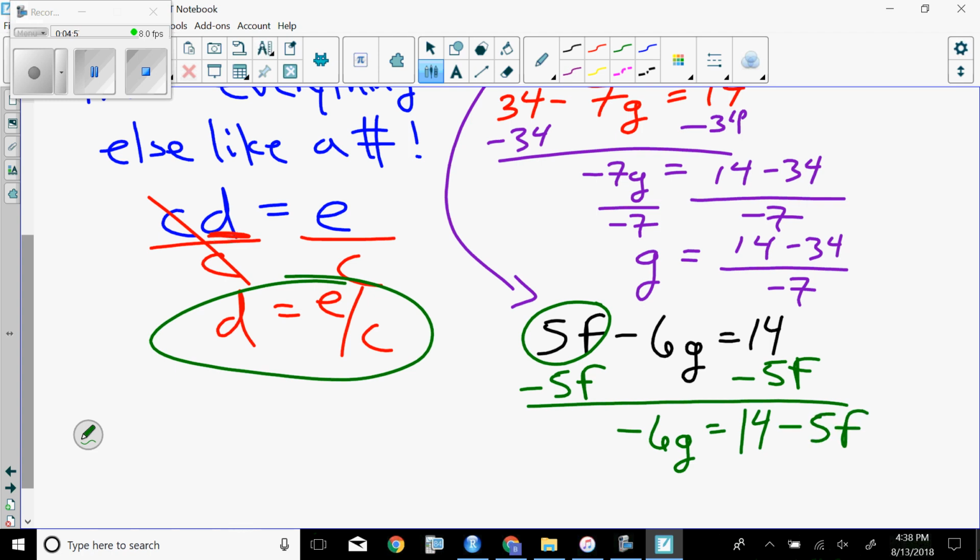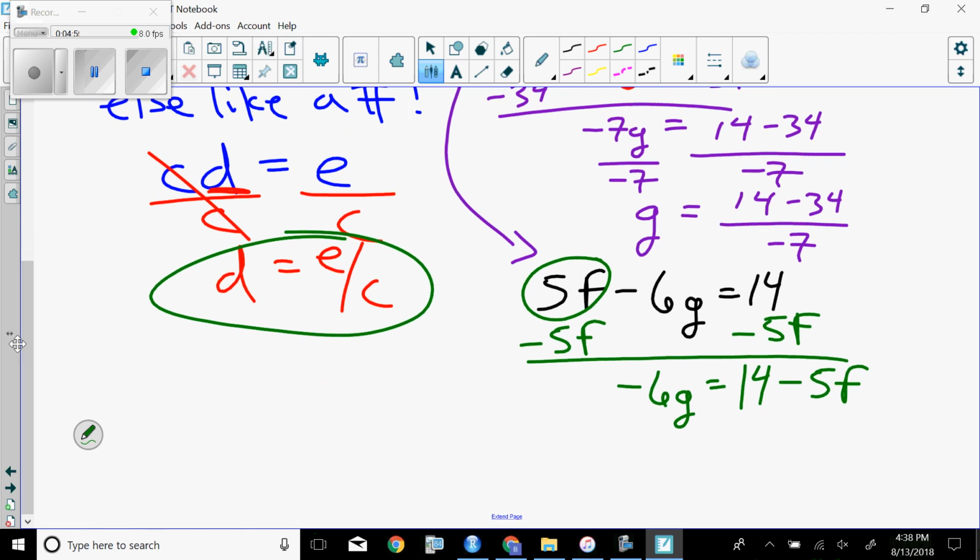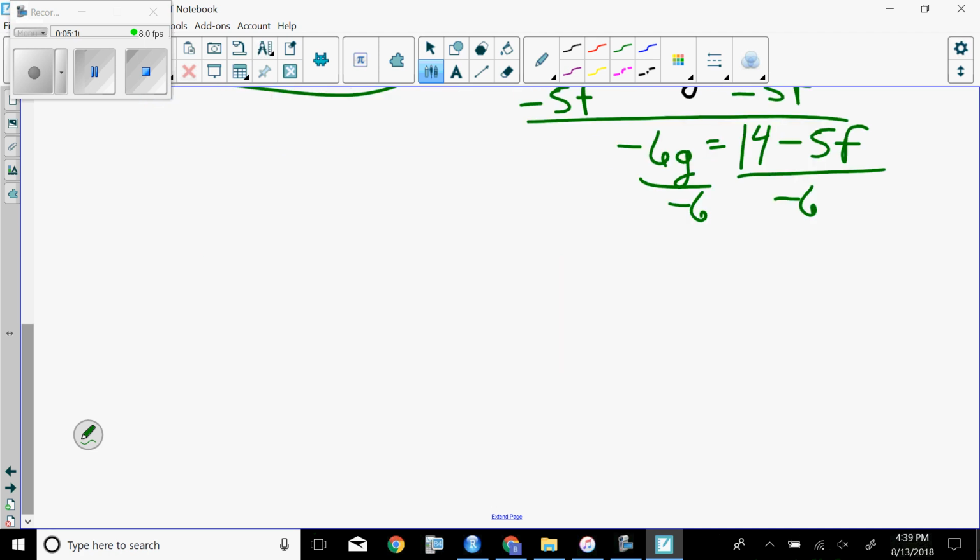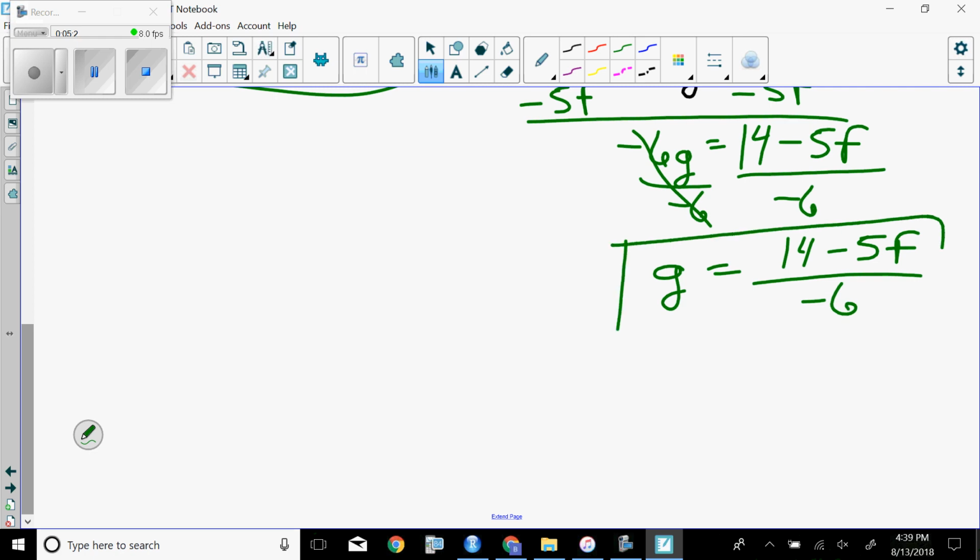How do you get rid of that negative 6? Oh, well, you divide by negative 6. What you do to one side, you do to the other. And I have, oh, these 6's cancel. I have G equals 14 minus 5F all divided by negative 6. This answer is completely sufficient, right there. It is completely sufficient.